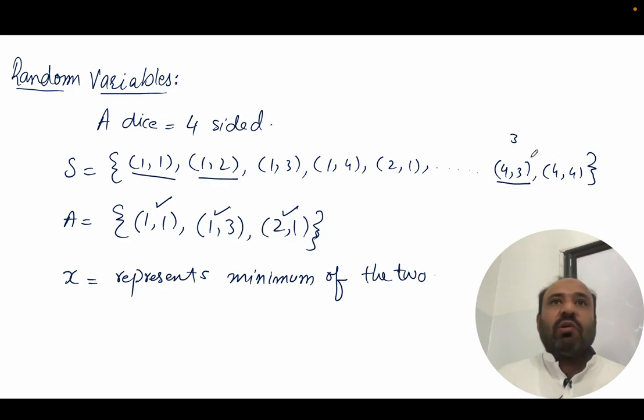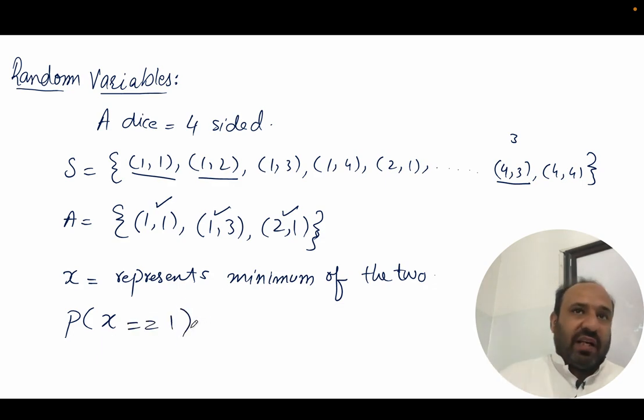And now you can ask, for example, what's the probability that X is equal to 1? Well, that's the probability of the event in which all the outcomes are present with minimum 1. So 1,1, 1,2, 1,3, 1,4, then 2,1, 3,1, and 4,1, all of them. So once you have associated a number with an outcome, then different values of these numbers represent different events.